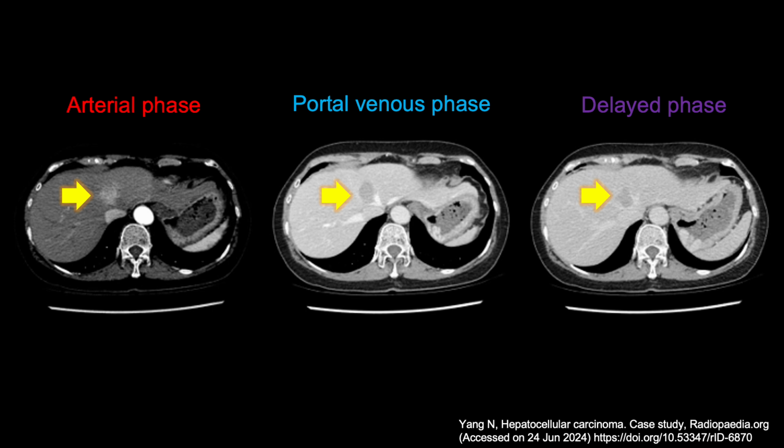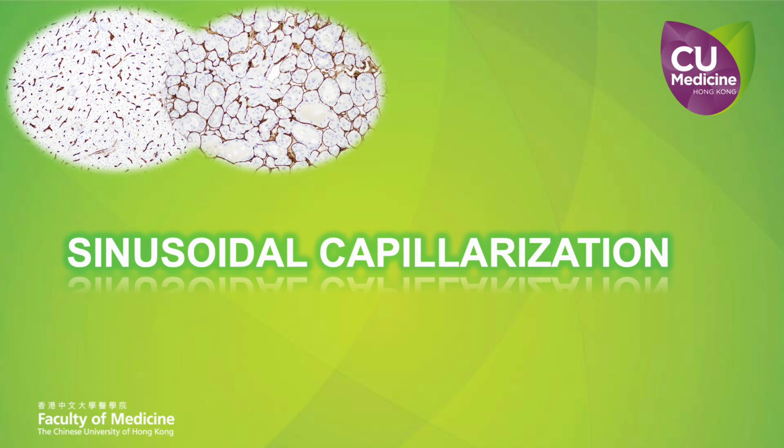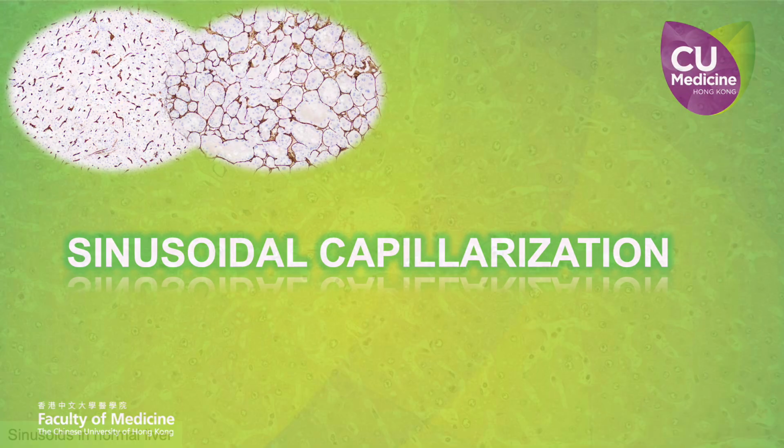Here is a classic example of HCC as demonstrated on multiphase CT, characterized by arterial phase hyperenhancement followed by rapid washout in the portal venous and delayed phases. Furthermore, arterialization of the blood supply of HCC provides the basis for transarterial chemoembolization, TACE. Now, let's move on to sinusoidal capillarization.